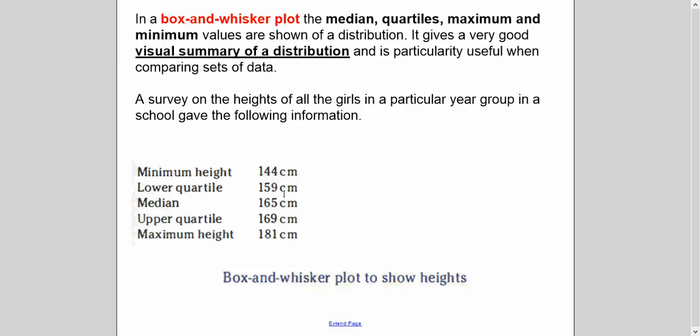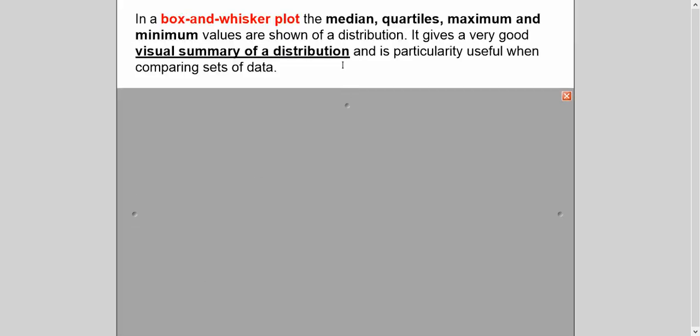So let's begin. What is a box and whisker plot? The important thing here is in the box and whisker plot, you need to have 5 pieces of information: median, quartiles, in quartiles you need the upper quartile and lower quartile, and the maximum and minimum values. These are the values which are shown on the graph. So it is a visual summary of the distribution basically.